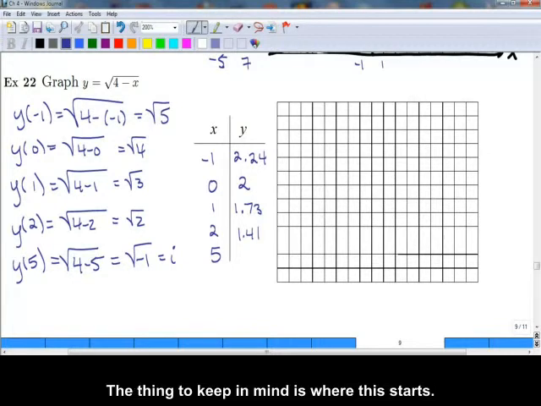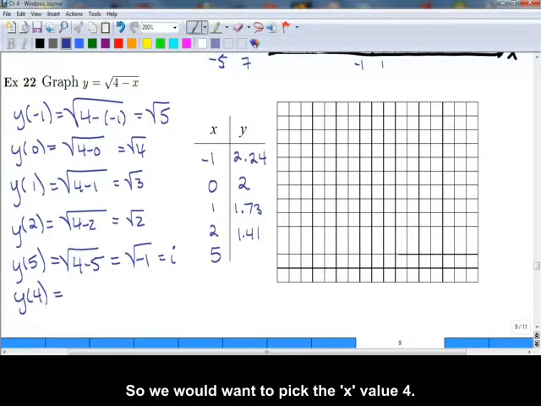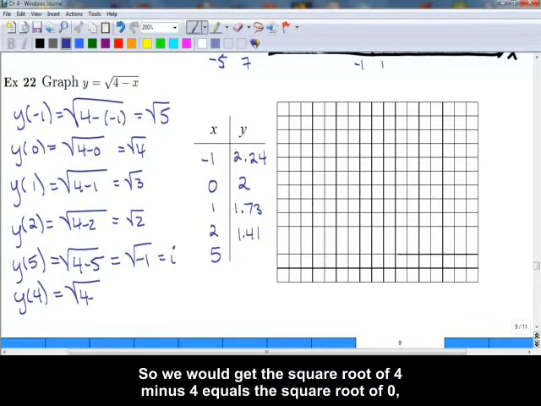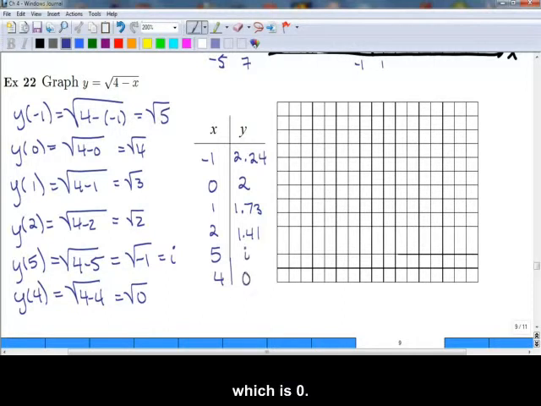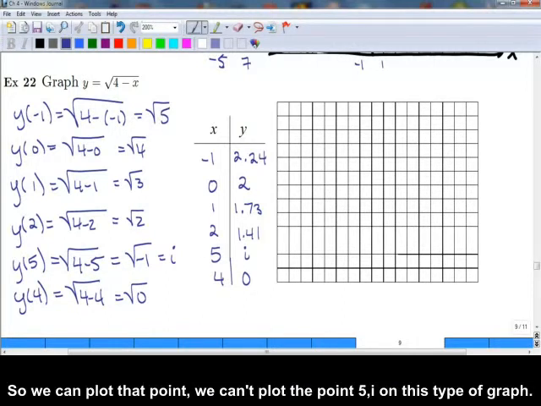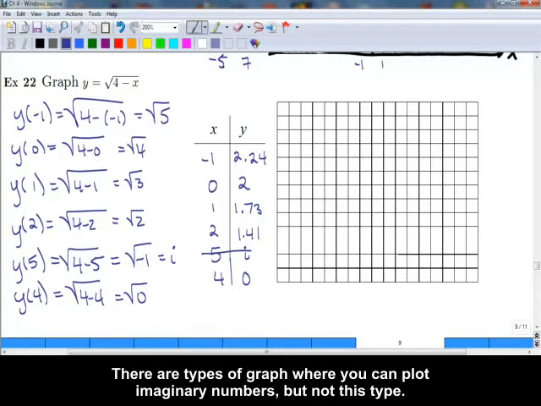The thing to keep in mind is where this starts, and this would start when the square root is 0, so 4 minus 4. So we would want to pick the x value 4, so we would get the square root of 4 minus 4 equals the square root of 0, which is 0. So we can plot that point. We can't plot the point 5i on this type of graph. There are types of graph where we can plot imaginary numbers, just not this type.